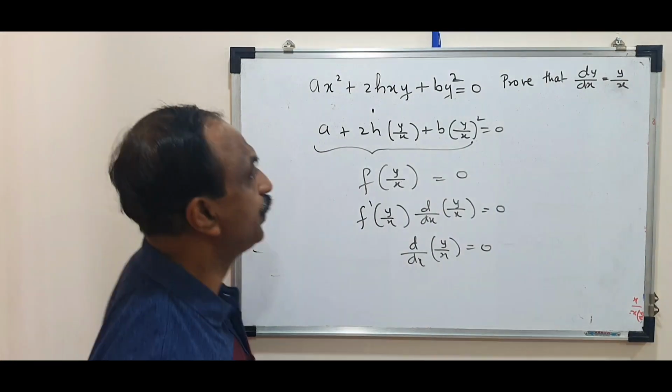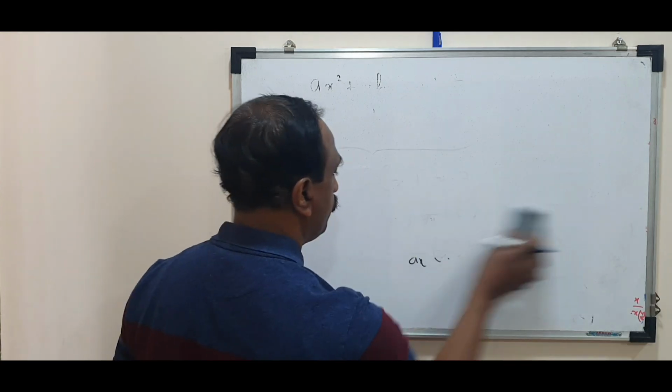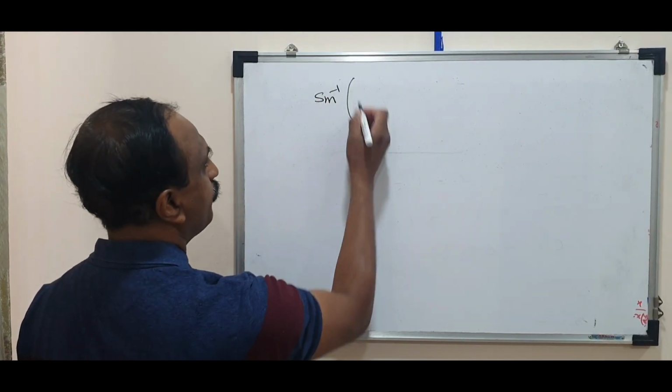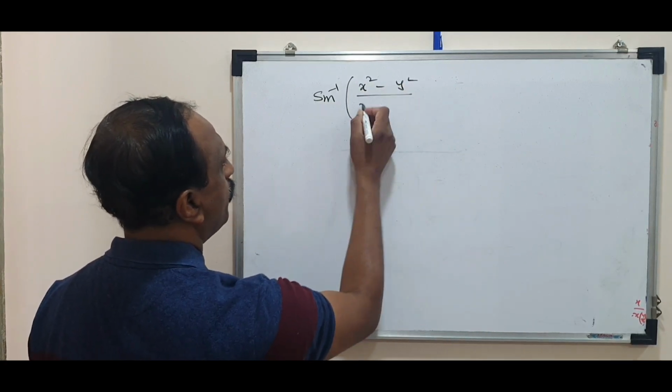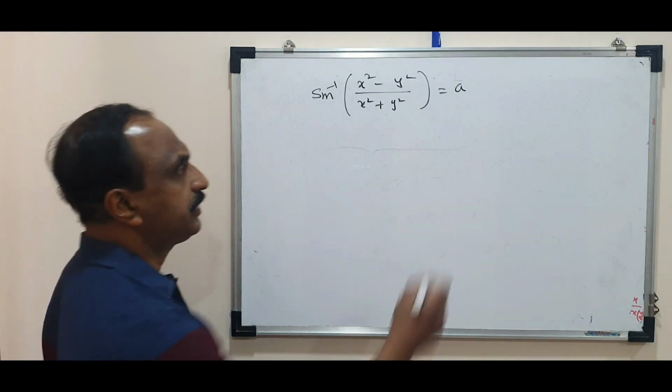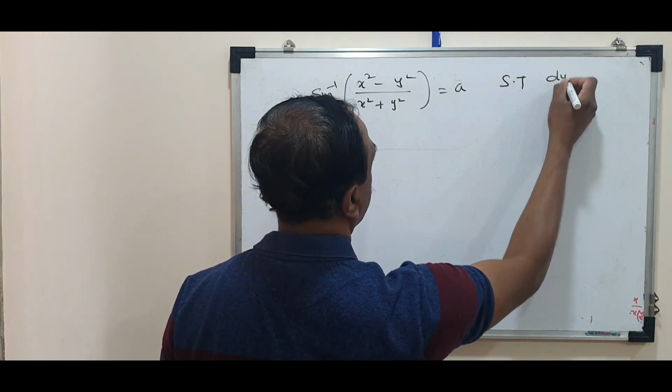Another example I want to show you in this. Imagine I have a function like this. Sine inverse of x square minus y square upon x square plus y square equal to some a square. Find or show that dy by dx is y by x.